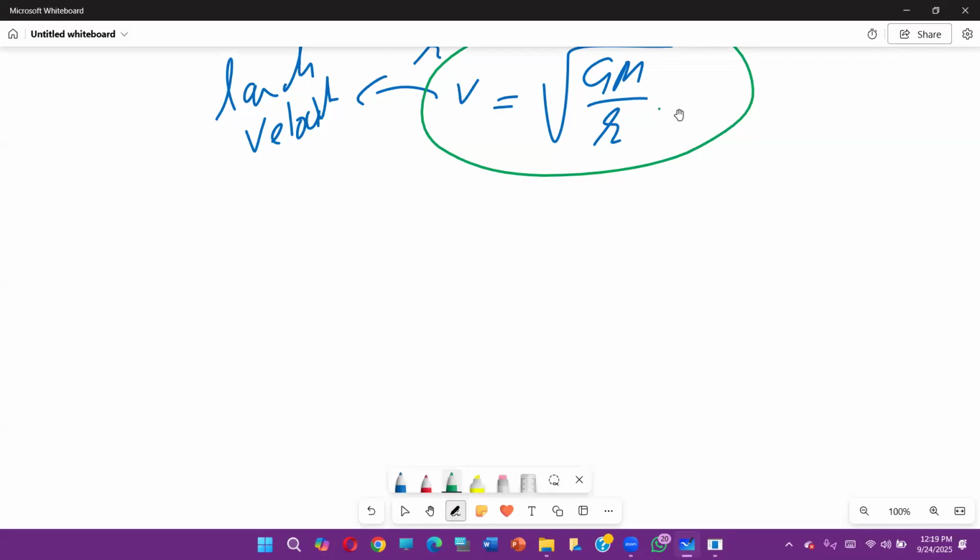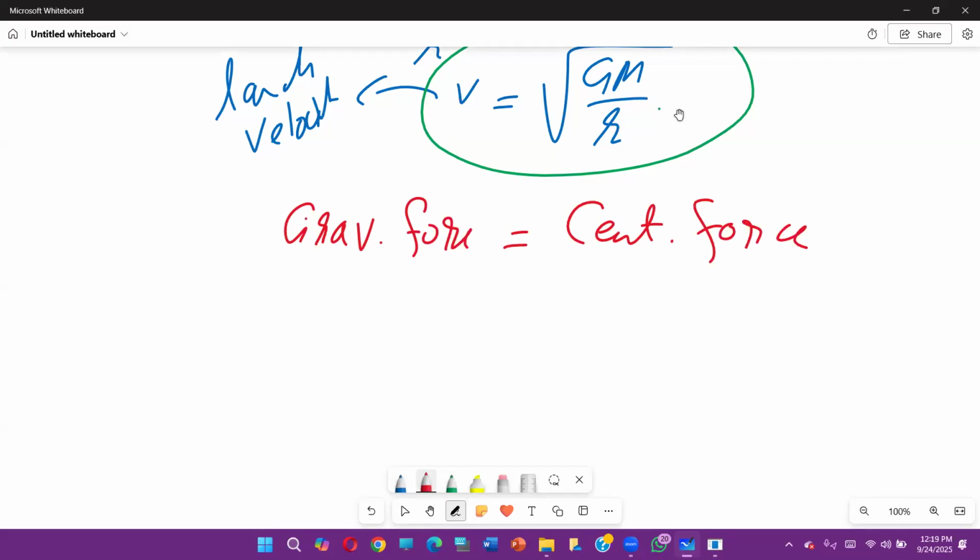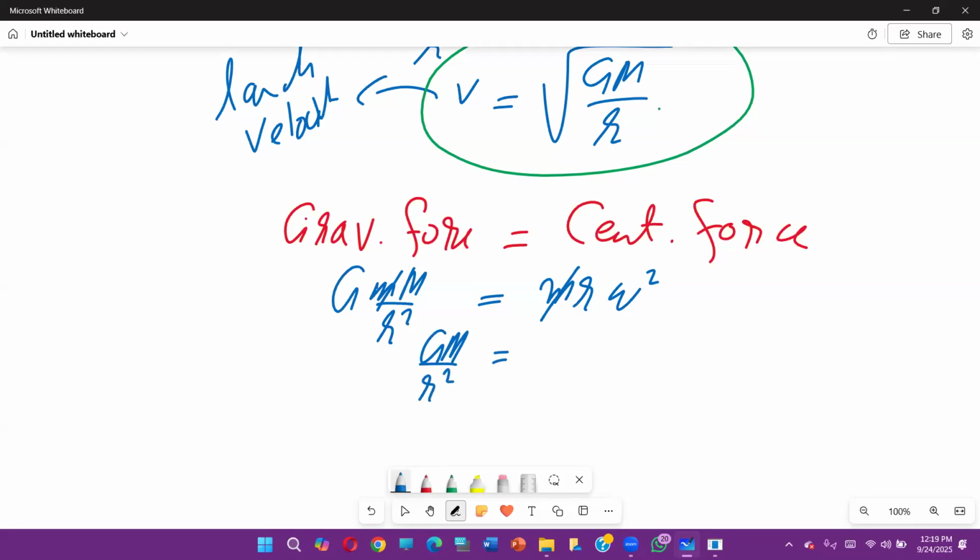But now look at the second derivation for the same situation. What is the core idea, which is the very important idea of this chapter? Gravitational force becomes... Why is this derivation coming again? What's the difference now? GMm upon r square is equal to m r omega square. Cancel. Then GM upon r square is equal to r omega square.